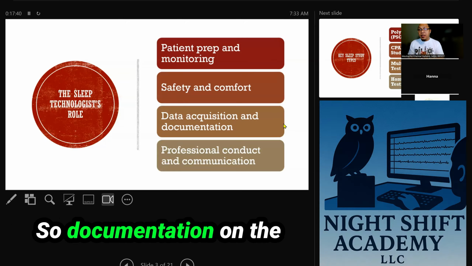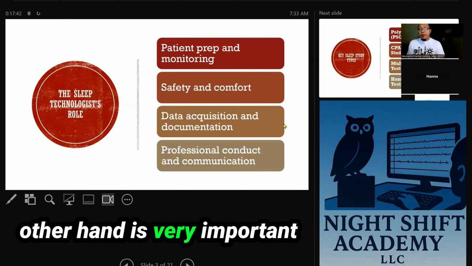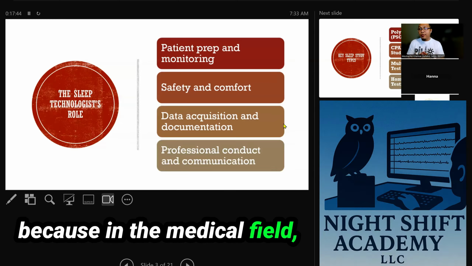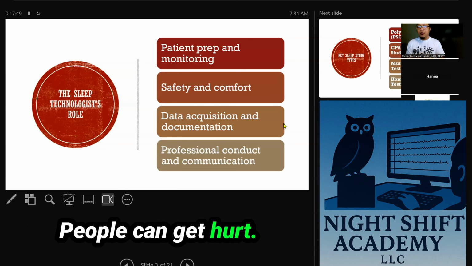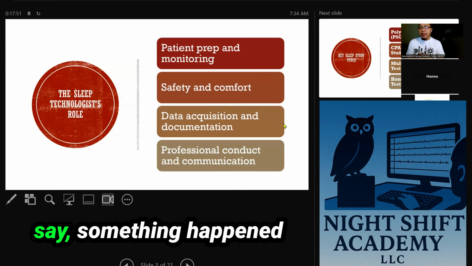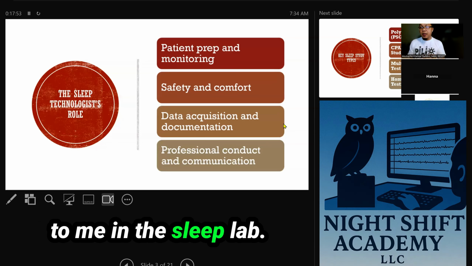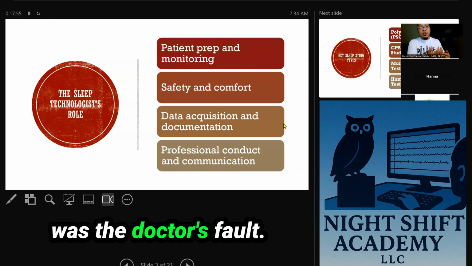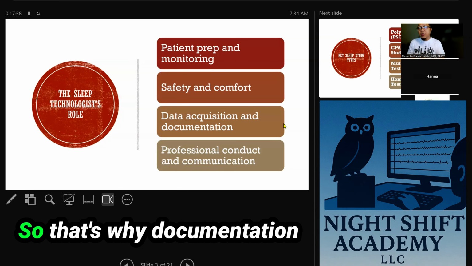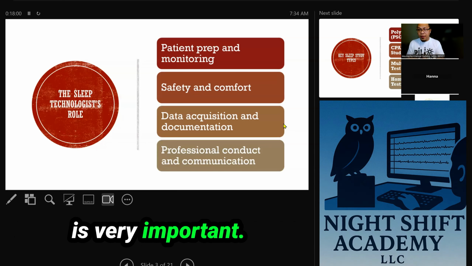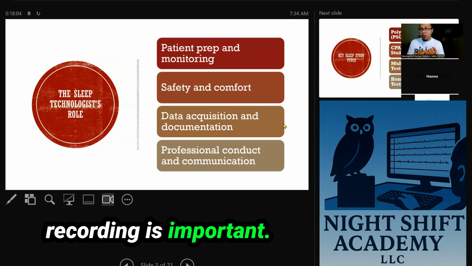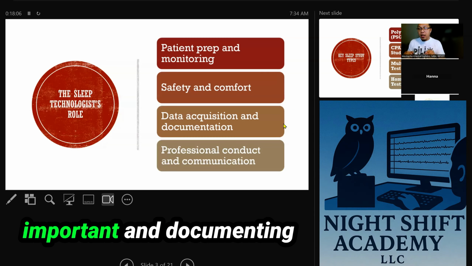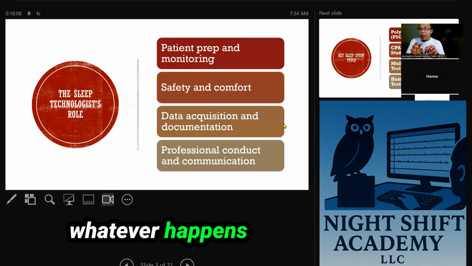Documentation, on the other hand, is very important, because in the medical field, everything you do is legal. People can get hurt. People can come back and say, something happened to me in the sleep lab. It was the tech's fault. It was the doctor's fault. They didn't do this for me. So that's why documentation is very important. That's why recording is important. The video recording is important. The audio recording is important. And documenting whatever happens on the study itself.